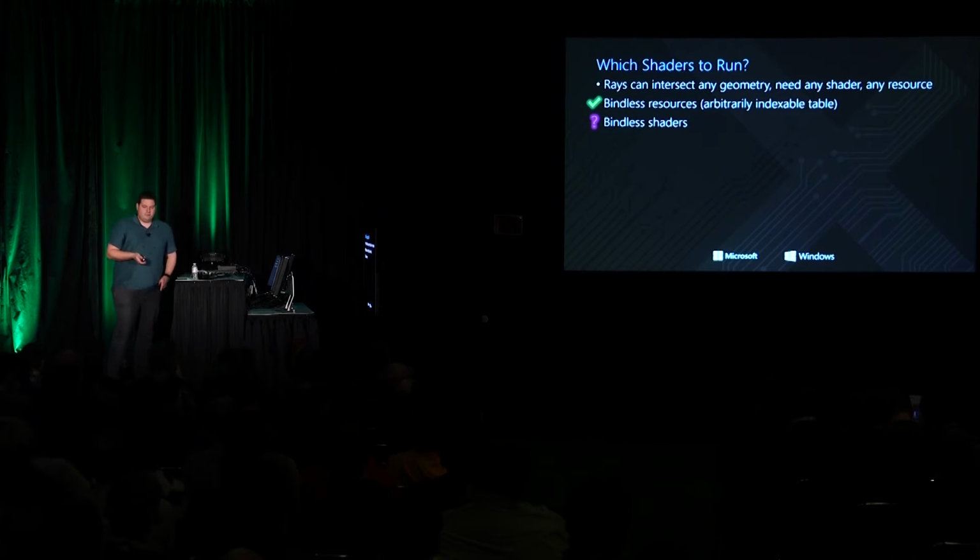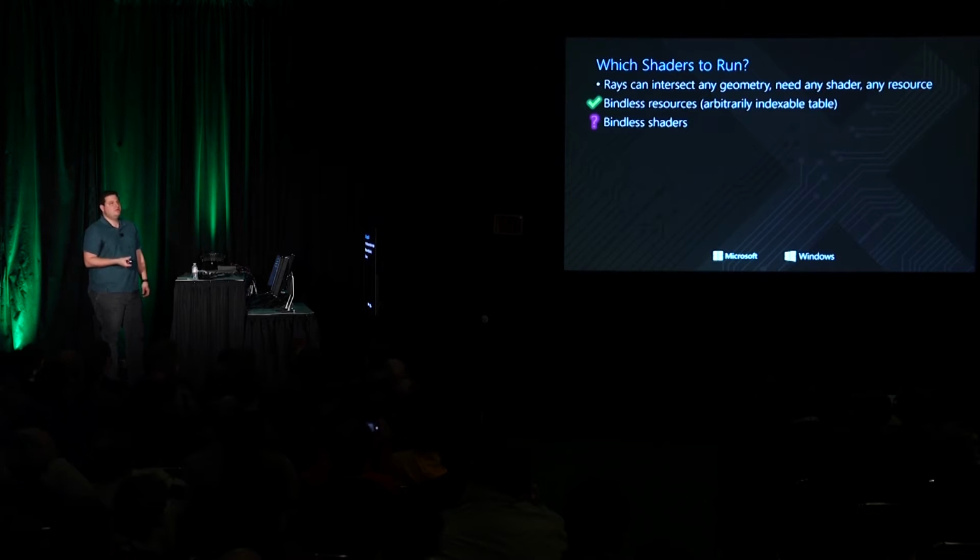So now that we've talked about how the shaders actually run, how does the implementation actually figure out what shaders you want to run? Something that's a very unique challenge for ray tracing is that when you construct your scene and trace a ray into it, you don't know what geometry it's going to intersect. So a particular intersection could potentially require any geometry, need any shader, or need any resource.